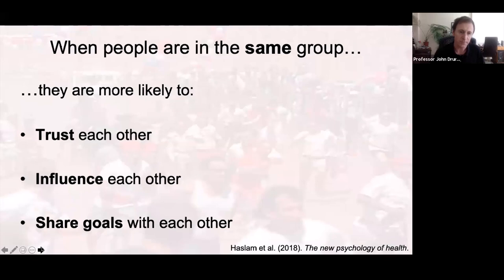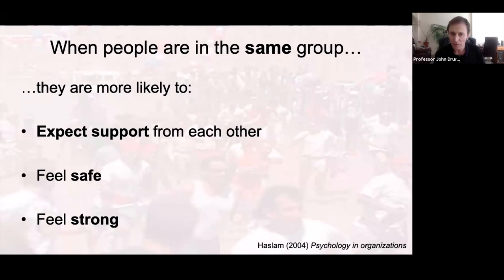Some more. If people are in the same group, they're more likely to expect support from each other. So if I'm at an event and I get into trouble, I would expect you, if you're in my group, to support me, to back me up morally, materially, physically, to be on my side. I expect that. And that means that when people are in the same group, they feel safer together, they feel stronger together.